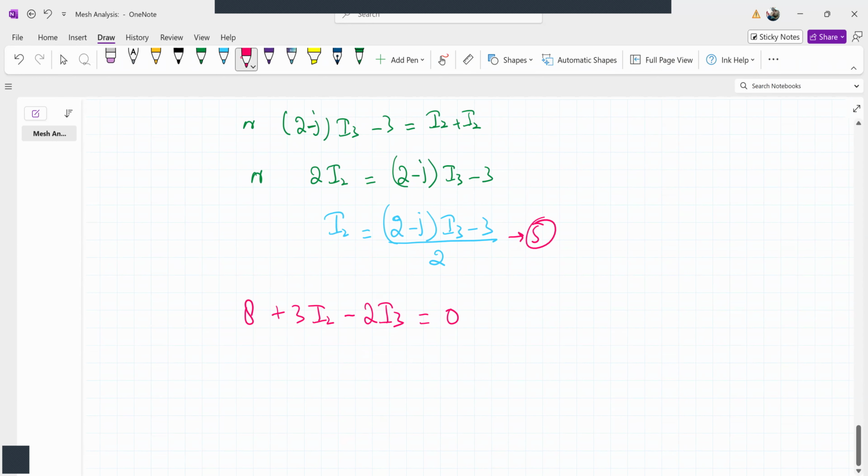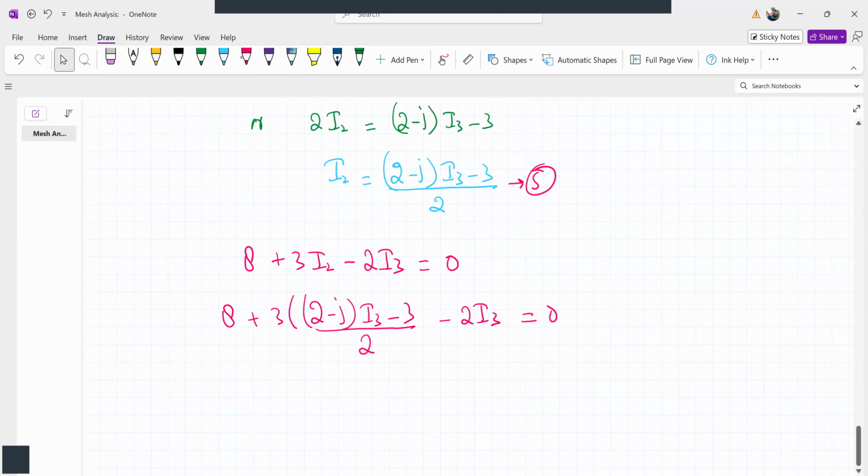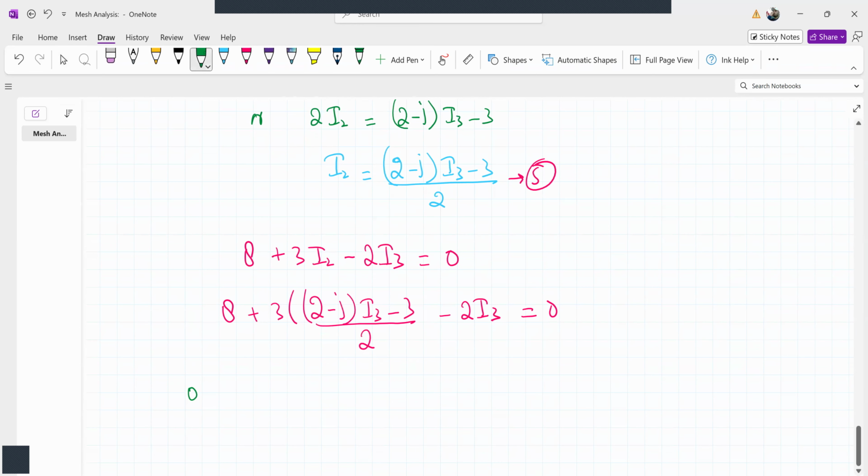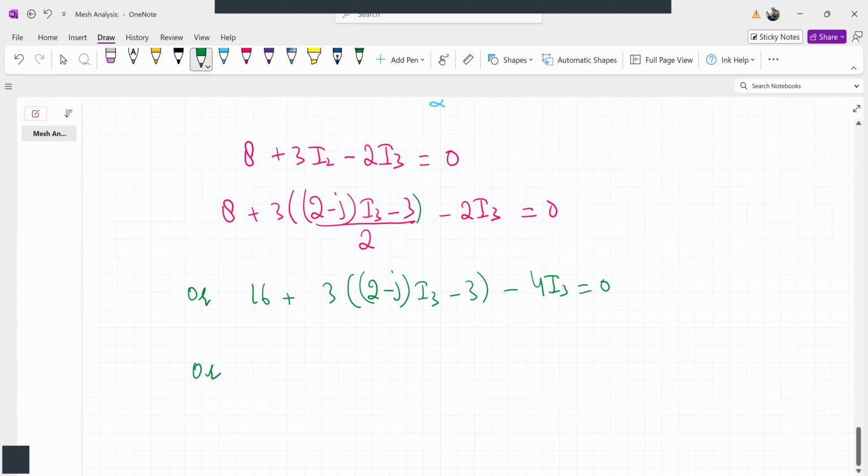So substituting the value of I2, this will be 8 plus 3 times (2 minus J I3 minus 3) divided by 2, minus 2 I3, equal to 0. If you multiply both sides of this equation by 2, we'll get 16 plus 3 into (2 minus J I3 minus 3) minus 4I3. Now we have only one unknown in this equation. We can solve this equation.